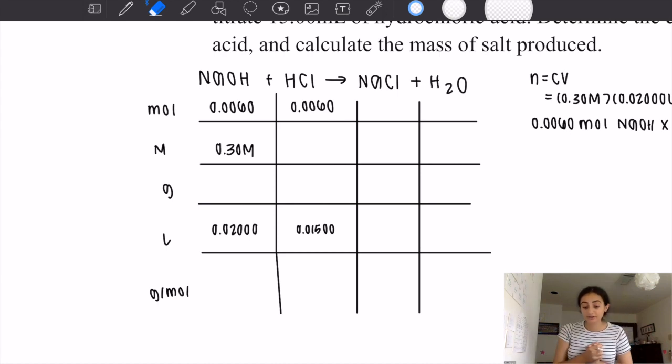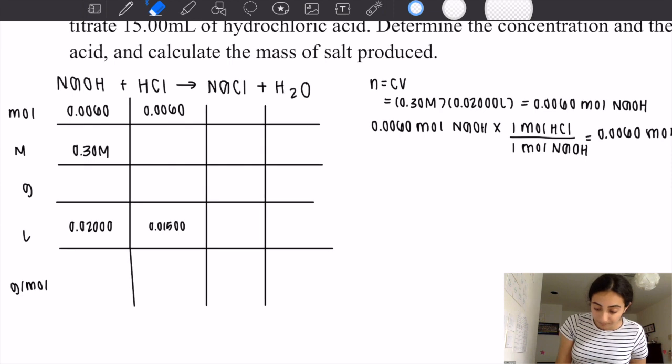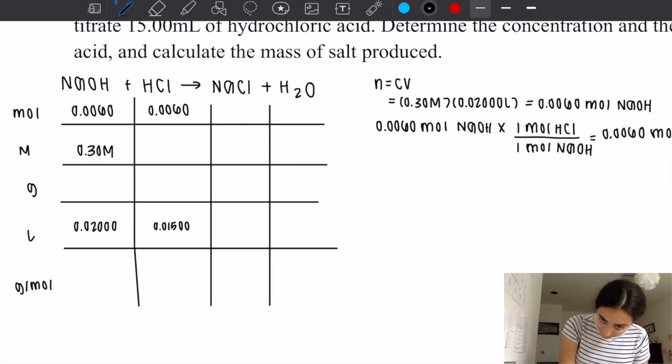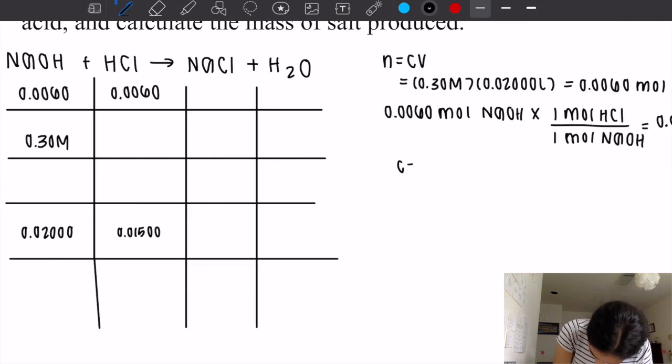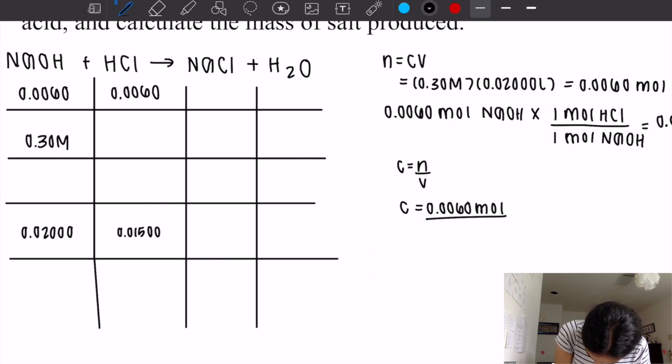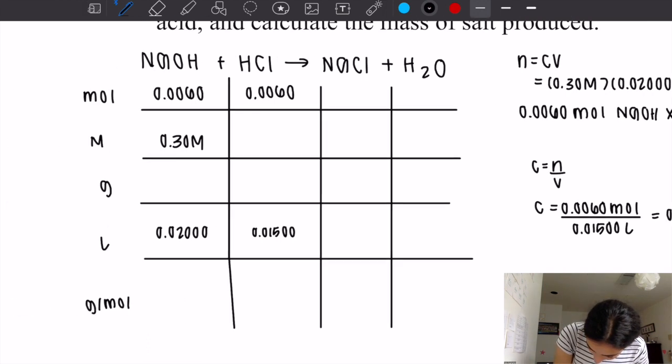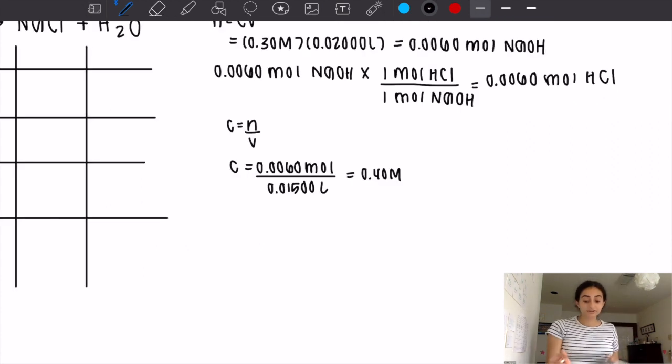So let's figure out the concentration of HCl. Well, we have C equals n over V. So the concentration of HCl is going to be 0.0060 moles over 0.01500 liters, which is going to be 0.40 molarity. So that is the concentration of HCl.